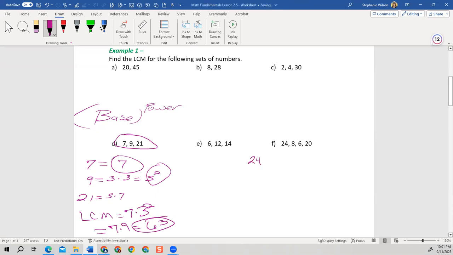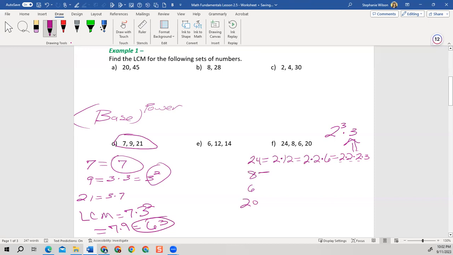So I got 24, I got 8, I got 6, and I got 20. 24, we can write, let's start off at 2 times 12. Well, 12 is not prime, so let's keep going. 12 is 2 times 6. All right, 6 is not prime, let's keep going. So I'm going to bring my 2's, and then let's factor out the 6. It's 2 times 3. I didn't give myself enough room, so let's write our answer up here. We have 1, 2, 3 twos. So I'm going to write it 2 cubed times that 3 to the first.